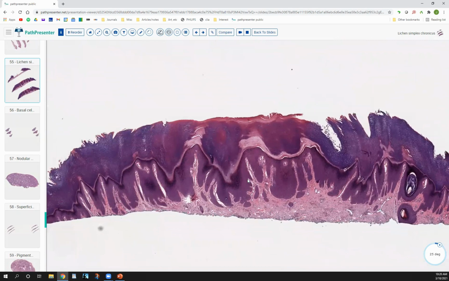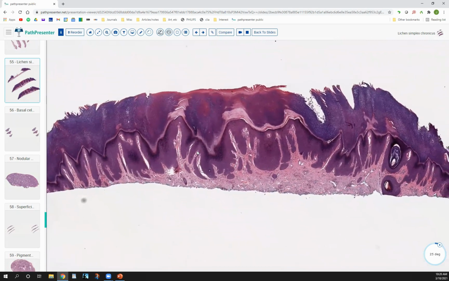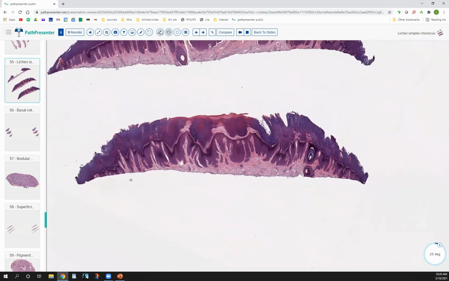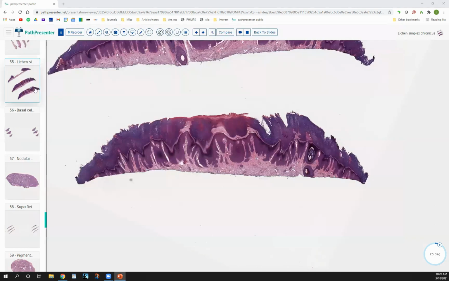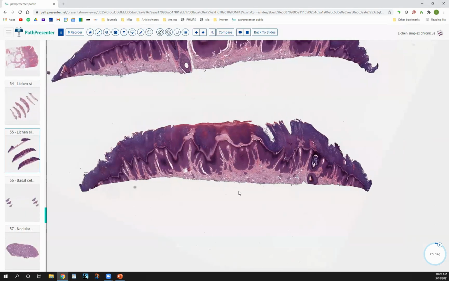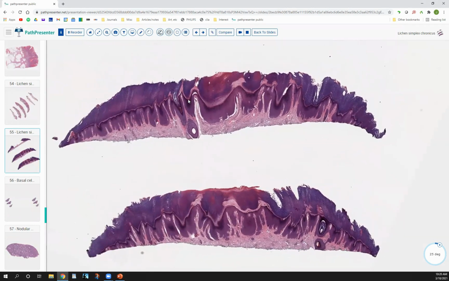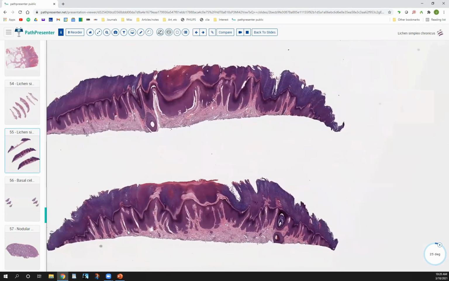This is another example of LSC, like lichen simplex chronicus or prurigo nodularis. But you always want to make sure that there's nothing going on underneath. So you look for infectious processes, in particular deep fungal infections. You can look for tumors. The classic one is granular cell tumor. Sometimes you can get pseudoepitheliomatous hyperplasia next to chronic ulcers, like in pyoderma gangrenosum. So it's important to keep that in mind. What lies beneath, I guess, is the issue there. But you can see the pattern here. This is, as I was saying earlier, an LSC prurigo type pattern.